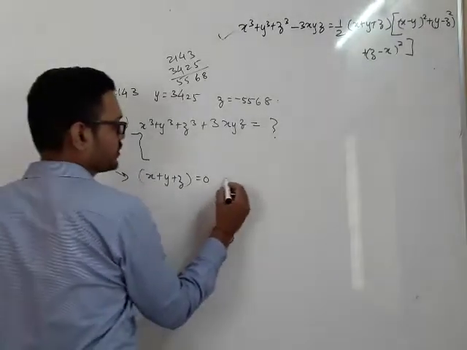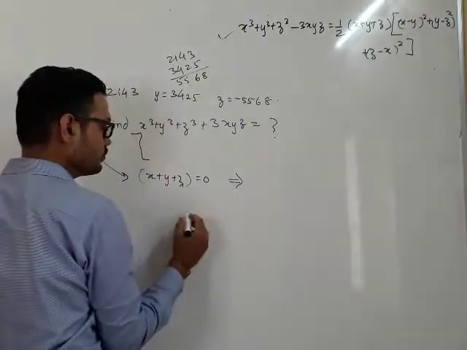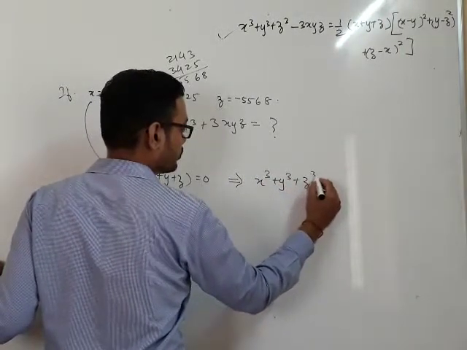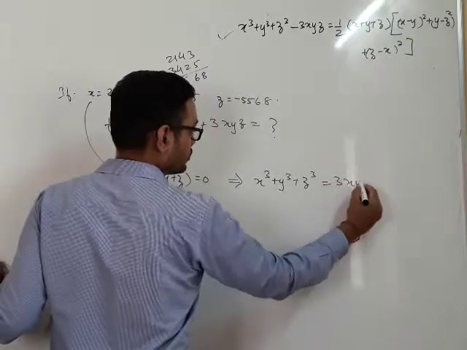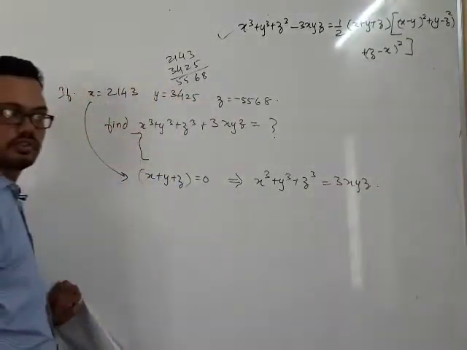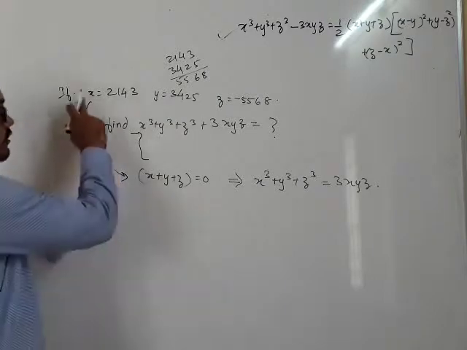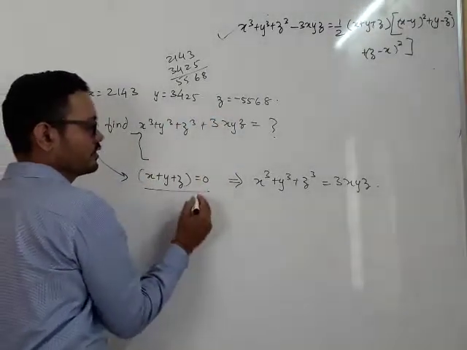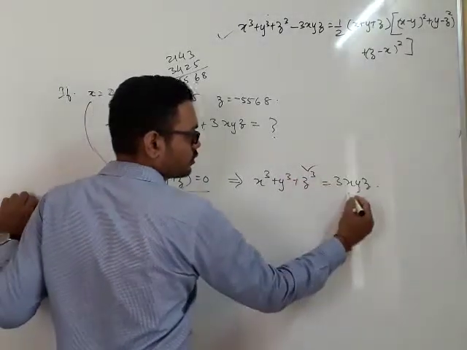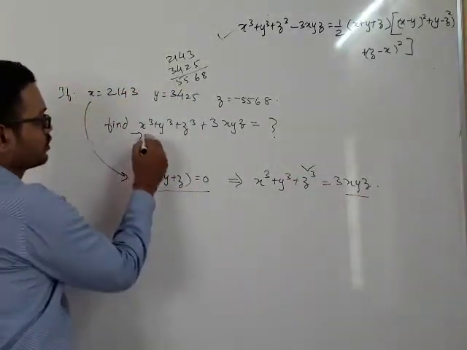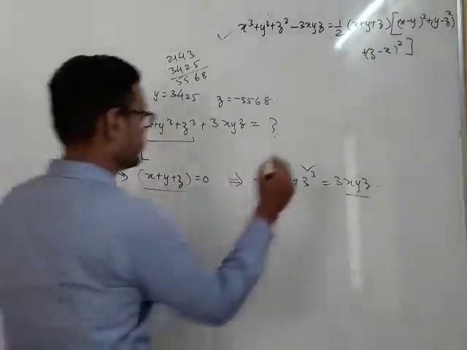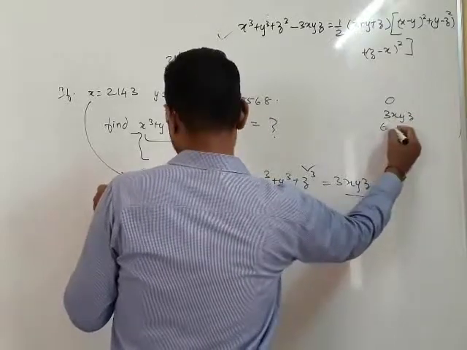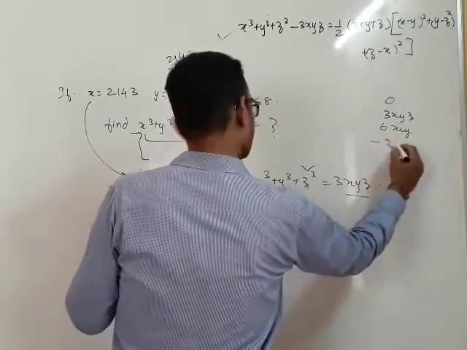When x plus y plus z is 0, it implies what? Our x cube plus y cube plus z cube is equal to 3xyz. This is what we have understood. So in short, they have given this in an indirect form. It means this is given. When this is given, it means this is equal to 3xyz. So, options are 0, 3xyz, 6xyz, minus 3xyz.